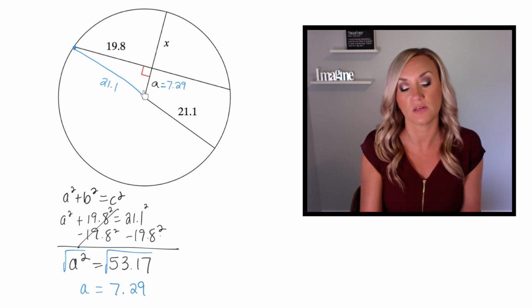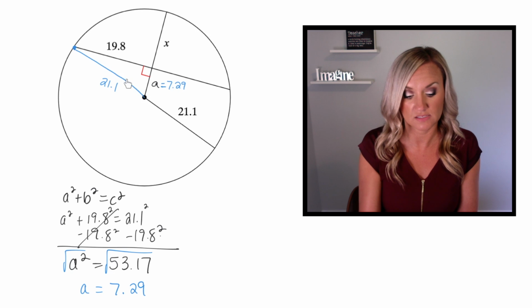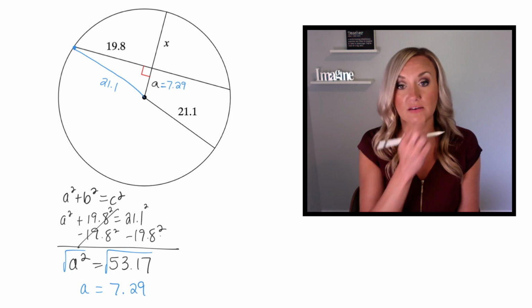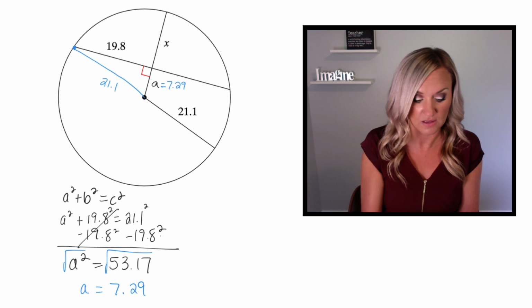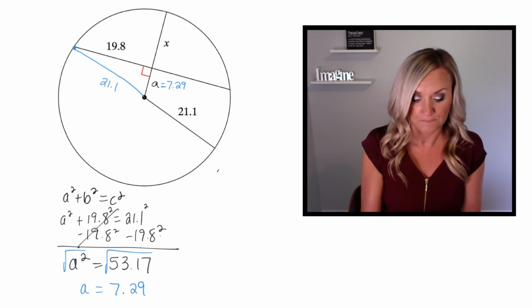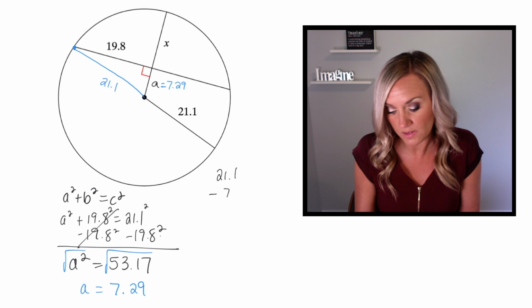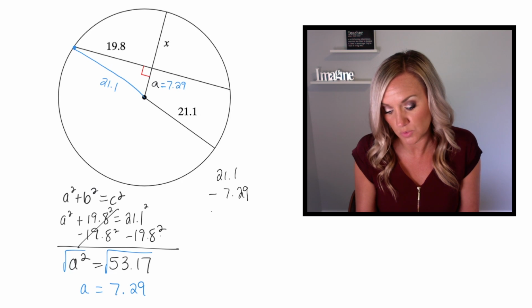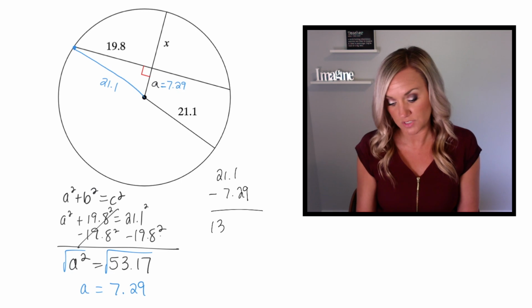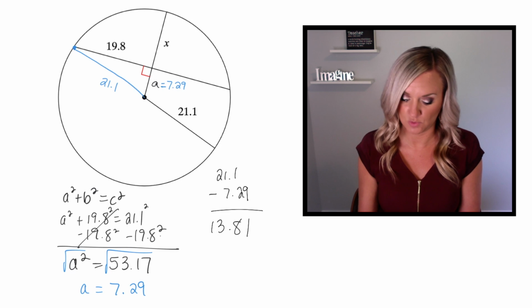If A is 7.29, then I can take the radius from the center of the circle to the end of the circle, which is 21.1, and subtract out the 7.29, and that will leave me with what x is. So 21.1 minus 7.29 gives us 13.81.